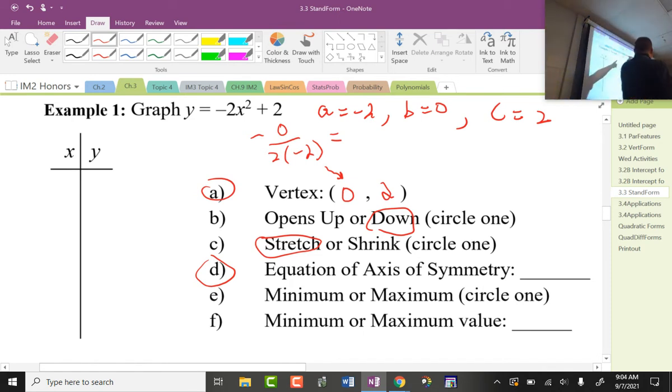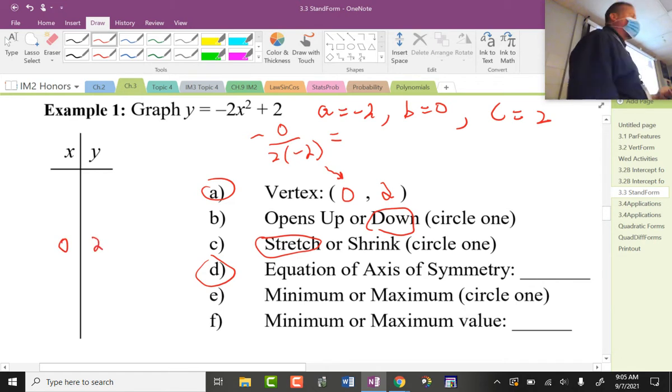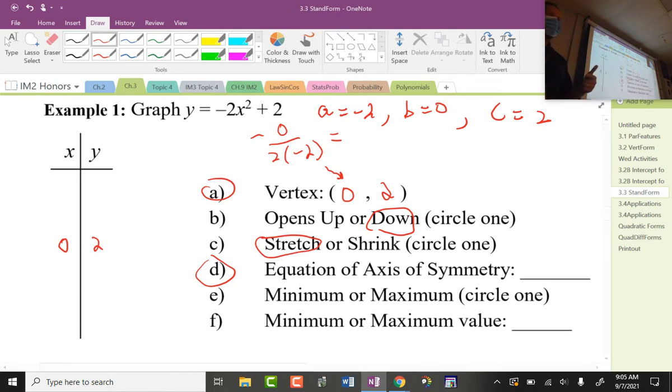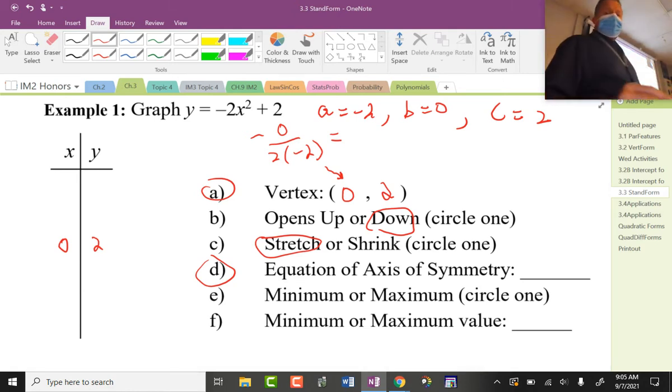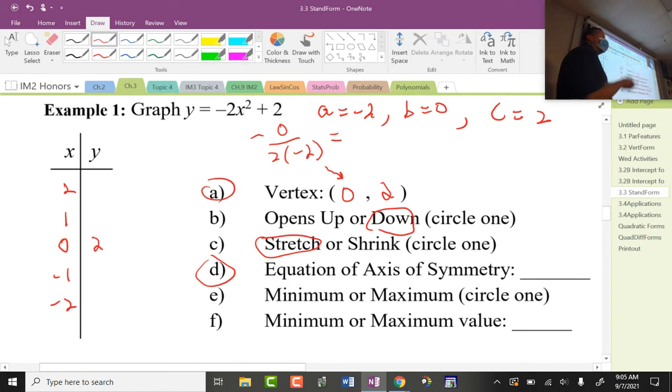You plug in 0 for x, square it, add 2, you get 0 plus 2, which is 2. So I happen to have the vertex, which is also the y-intercept. So we do have to evaluate next. All right, so I'm going to put 1 and 2. And then I'm going to put -1 and -2, but I'm not going to evaluate -1 and -2.